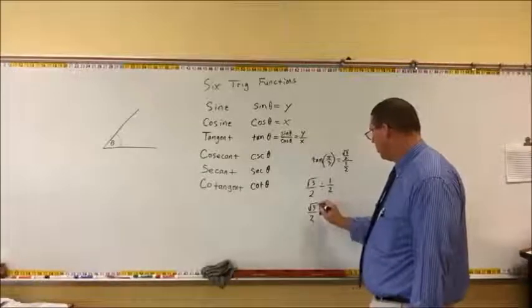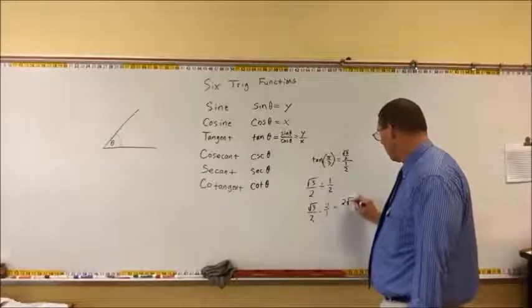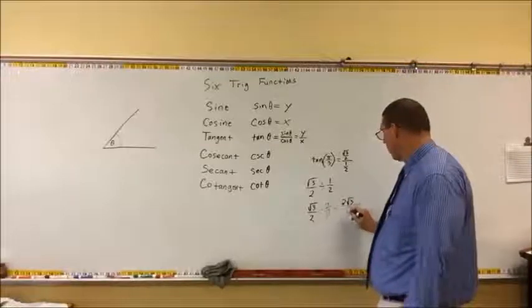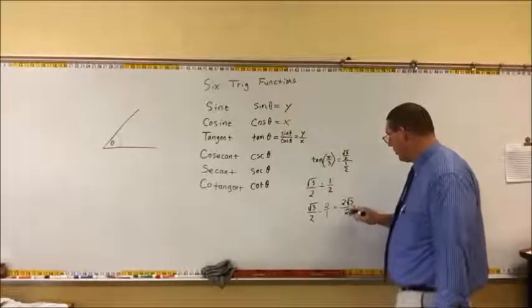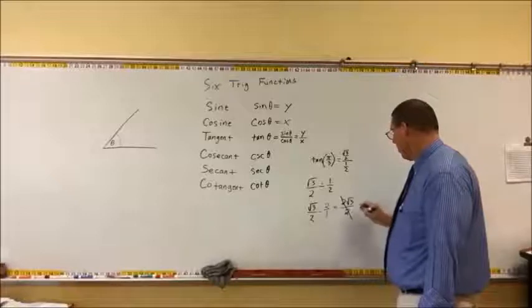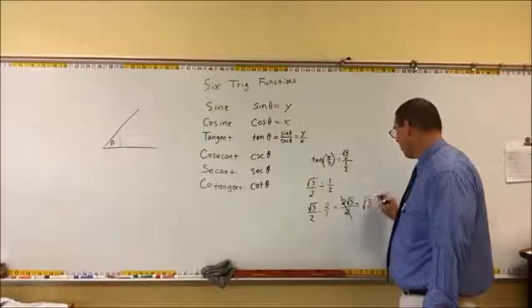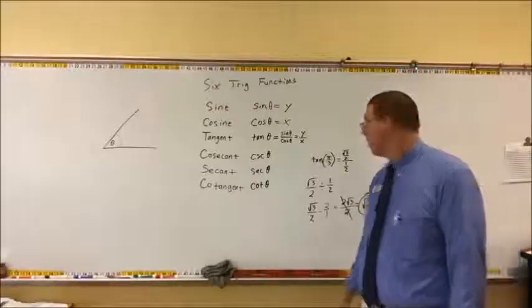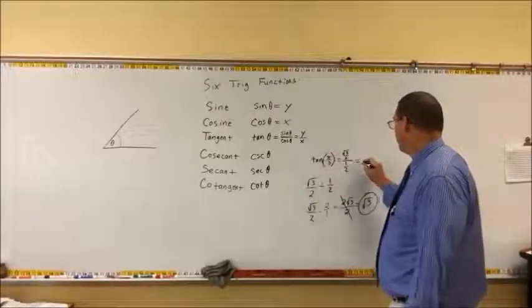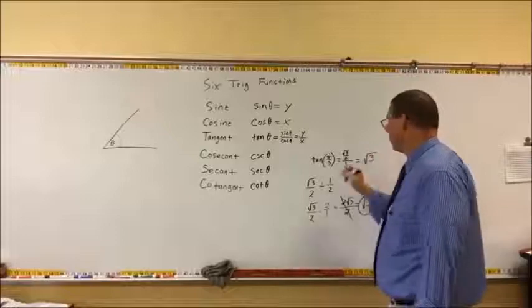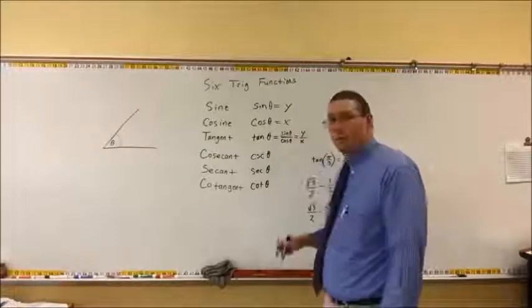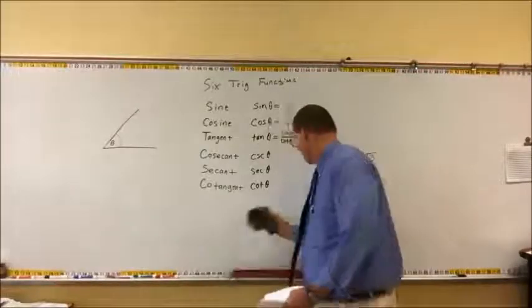And this is going to be 2 times the square root of 3 over 2 times 1 is 2. And guess what's going to happen here? The 2's are going to cancel. And now the answer, tangent of pi over 3, is just the square root of 3. So tangent of pi over 3 is the square root of 3, because we did sine divided by cosine.